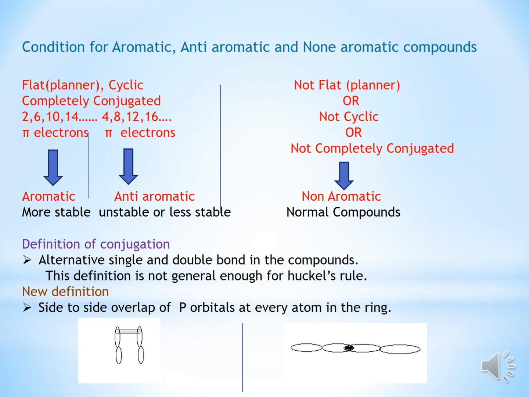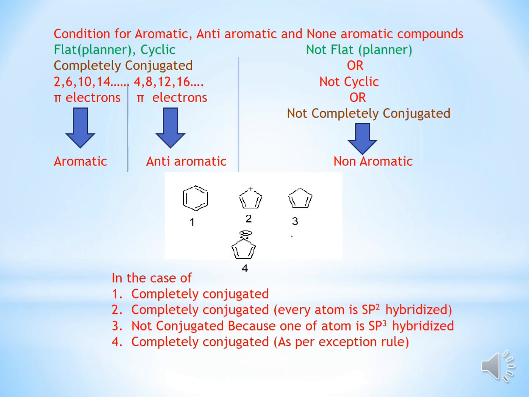A new definition will be side to side overlap of p orbital at every atom in the ring. So how does it work? Let us see. In the case of this 1, 2, 3 and 4 compound, which my cursor is moving over, you can see the first is a benzene. So it is flat, cyclic and it is completely conjugated.